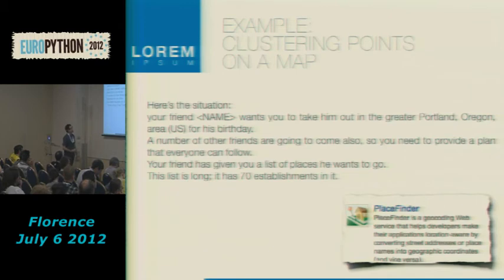The idea now is that your friend has given you a list of places he wants to go, and this list is long, 70 establishments. So the idea is to optimize the visit of all the places according to their locations on the map. And to do this example, we also use the Place Finder API provided by Yahoo.